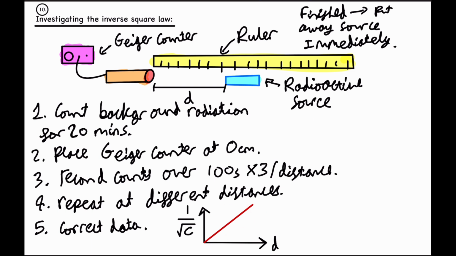Now let's move on to the next experiment, investigating magnetic flux density. So the apparatus will look something like this, where you have a top pan balance and you've got a magnet, so you have a north and south, like this.